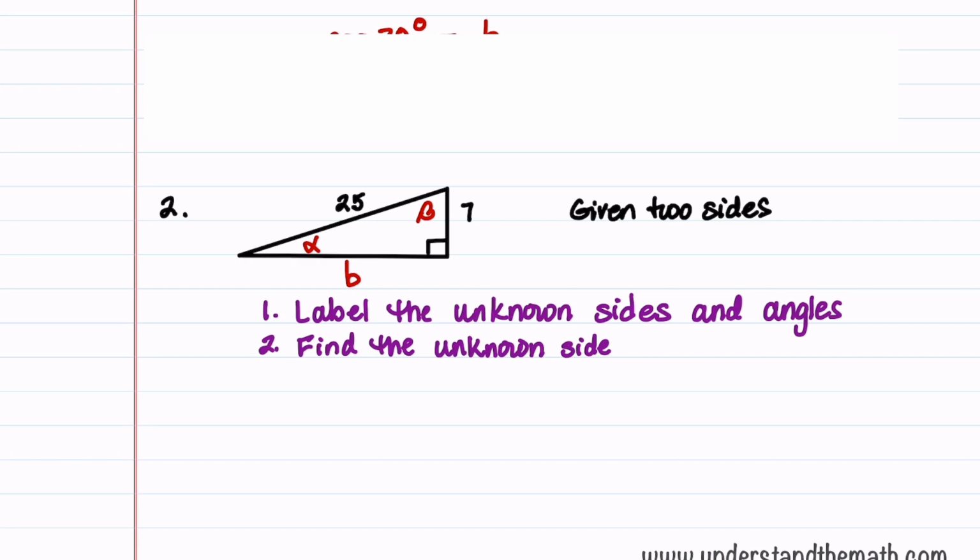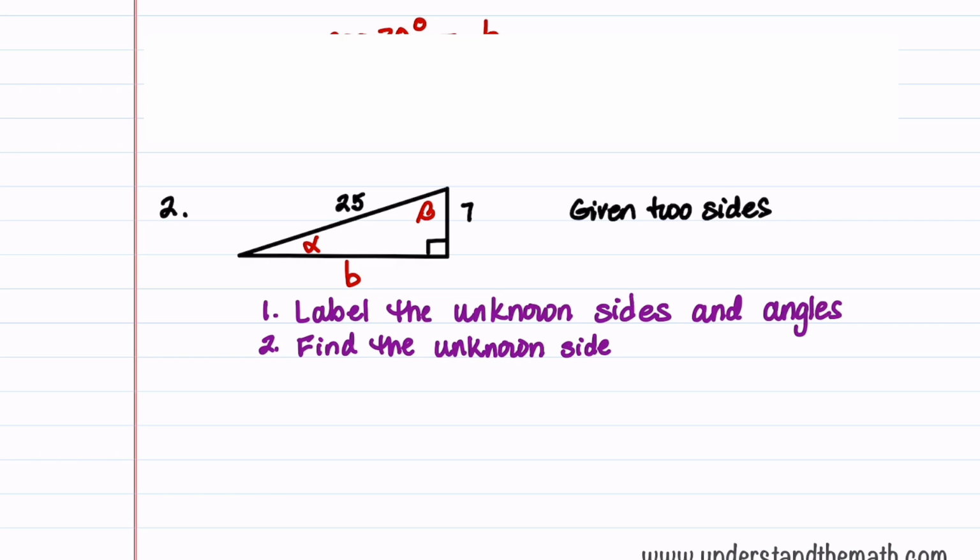So we'll start by finding the unknown side. You always want to start with finding the one quantity that you don't know. So in this problem, we don't know two angles and we don't know one side. So we start with the side because we only have to find one of them.